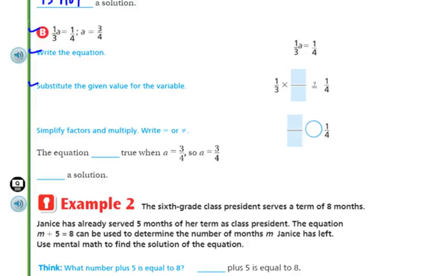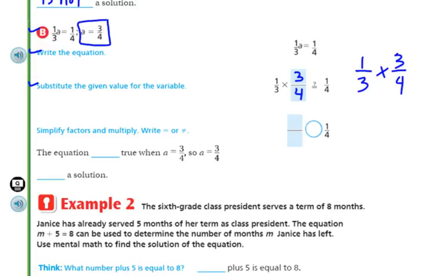Now remember, this is 1/3 times a. We are going to use a equals 3/4. So I'm going to replace a with 3/4. So we really end up here with 1/3 times 3/4. So we have to work that out. We've got to remember our fraction process. This is a great review for us.